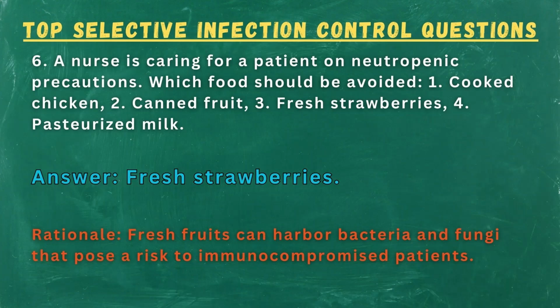6. A nurse is caring for a patient on neutropenic precautions. Which food should be avoided? 1. Cooked chicken. 2. Canned fruit. 3. Fresh strawberries. 4. Pasteurized milk. Answer: fresh strawberries. Rationale: fresh fruits can harbor bacteria and fungi that pose a risk to immunocompromised patients.